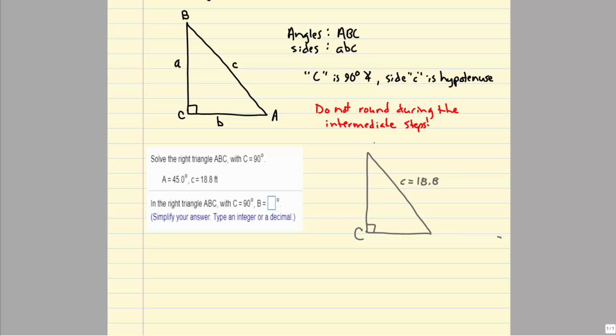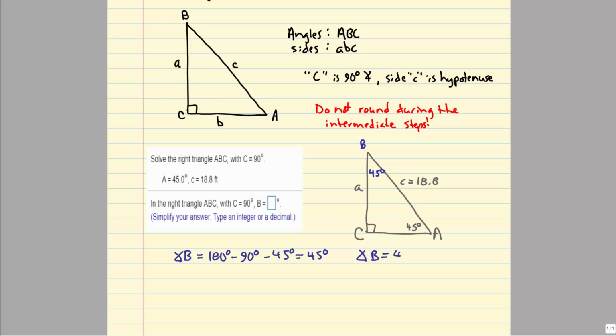It wouldn't matter if we put A up top or on the bottom, as long as the side opposite was the lowercase a. We just have to be consistent. I'm going to put it down here to be consistent with our picture up above, and then side a would be over here. Now they want us to find the measure of angle B. This one's pretty straightforward. Angle B equals 180 degrees minus the 90-degree angle minus the 45-degree angle, which leaves us with 45 degrees. So angle B, which is at the top here, is 45 degrees.